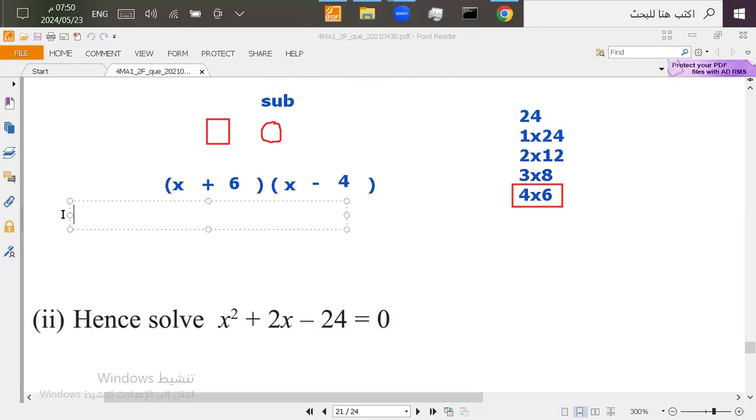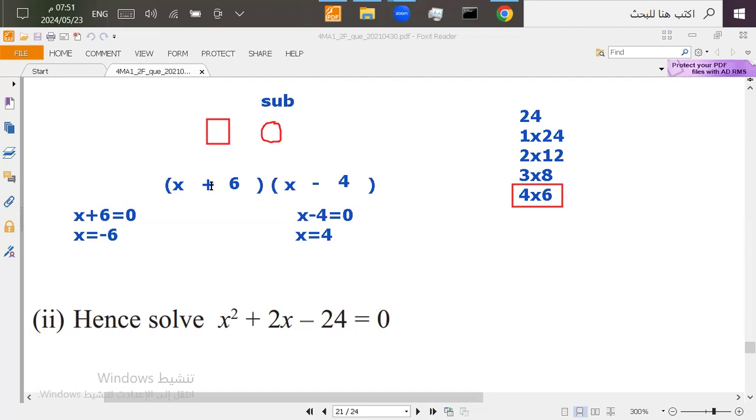It means for the first one, you're going to say x plus 6 equals 0. So you take the 6 to the other side, it means x equals negative 6. That's the first one. And then the second one here, x minus 4 equals 0. Now, if you want to take 4 to the other side, it means x equals positive 4. And this is the solving part of this question.